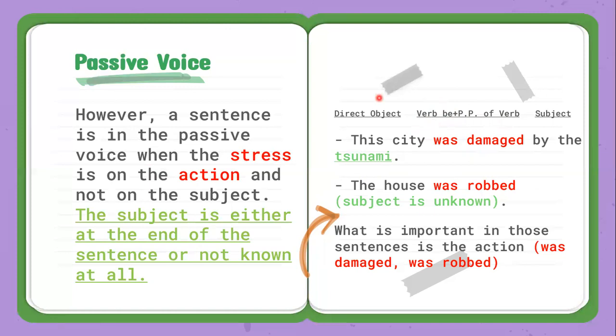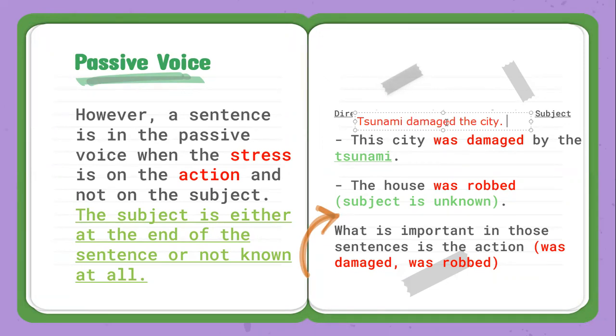So again, let me write it down, in the active voice, tsunami damaged the city. Okay, this was the sentence in the active voice. We had the subject tsunami, then the verb, then the direct object. Now we said the city was damaged by the tsunami. As I was telling you, verb to be should be written in the tense of the verb. So the main verb in the active voice is damaged, and it's in the past simple.